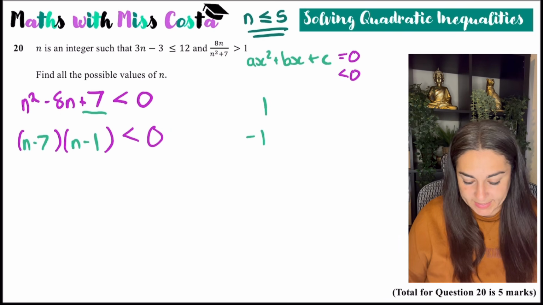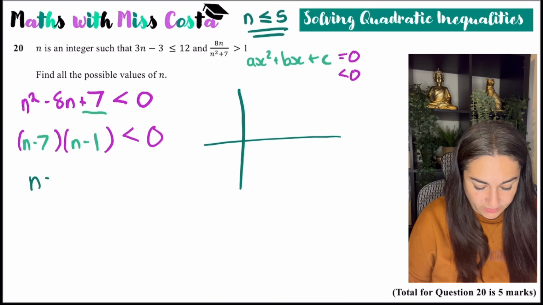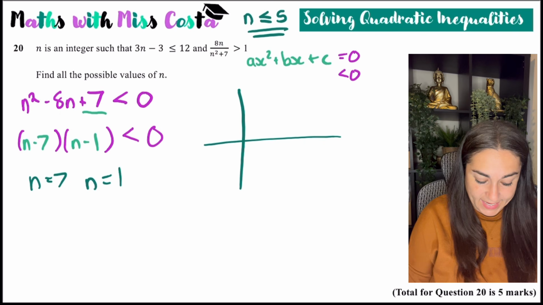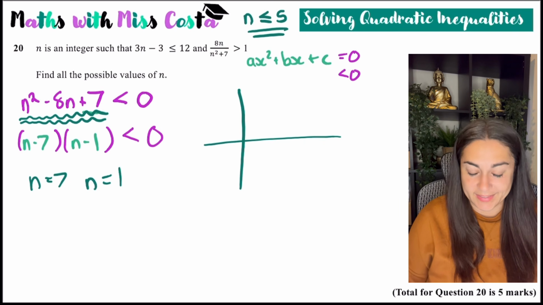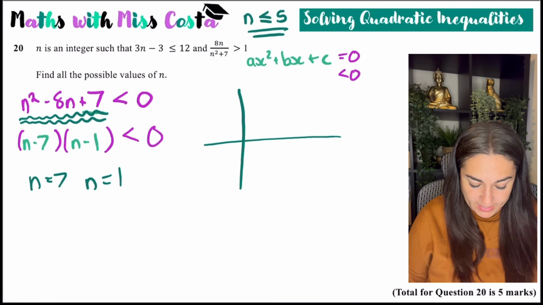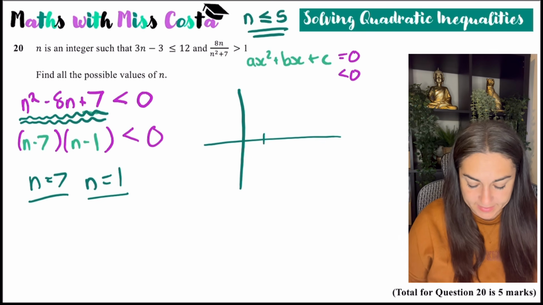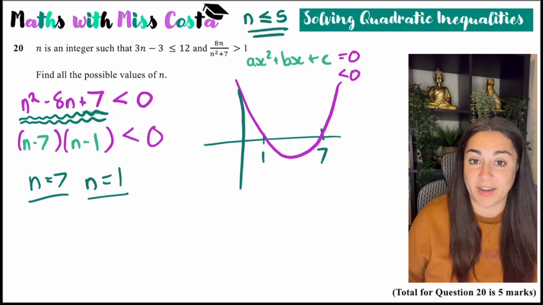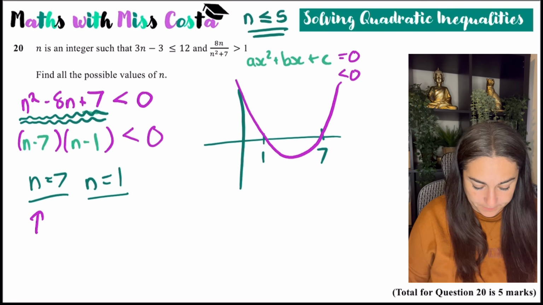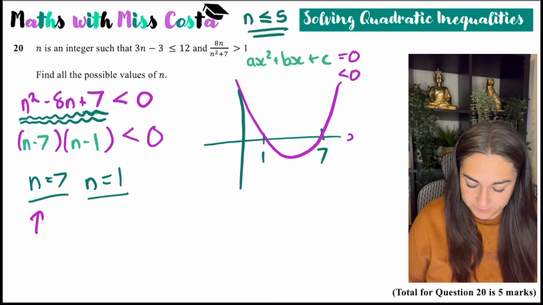So with quadratic inequalities, it's not as simple as with your linear equations. With the linear equation, we'd say n is 7, n is 1. But with a quadratic inequality, what we're saying is we want to know where this quadratic is less than 0. So our critical values are when n is 1 and n is 7. So let's just draw a quick little axes here. 1, 7, and you've got a quadratic. So your quadratic is going to look something like this. These are the roots of your quadratic where they cross the x-axis.